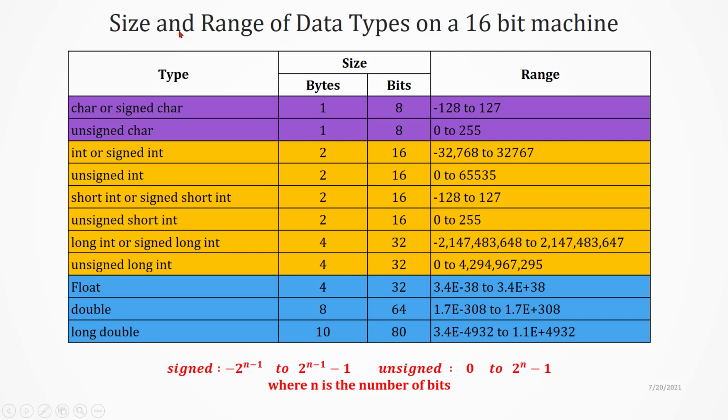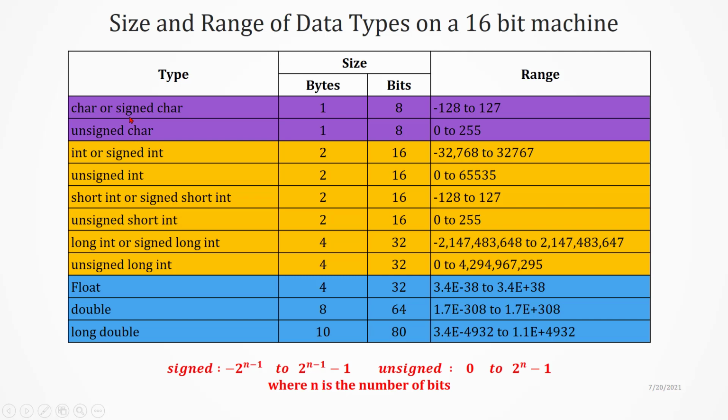It is specifically saying that this is the size and range of data types on a 16-bit machine. Generally the systems with us will be 32-bit or 64-bit, so there the values of these bytes will vary. Anyway, we have to understand the concept with a 16-bit machine.